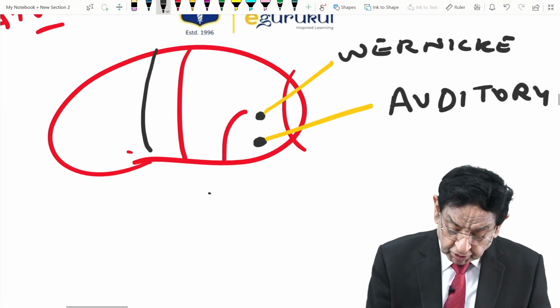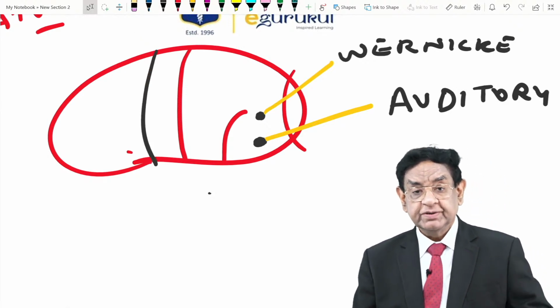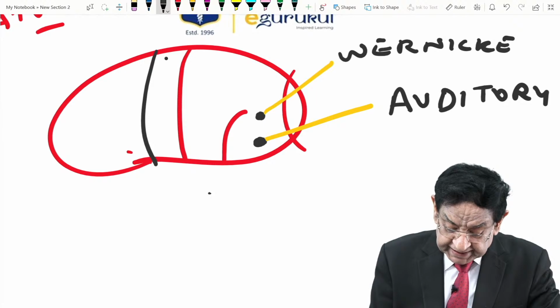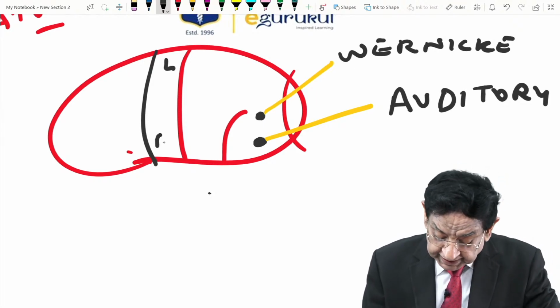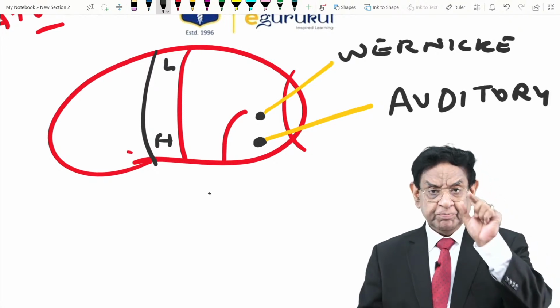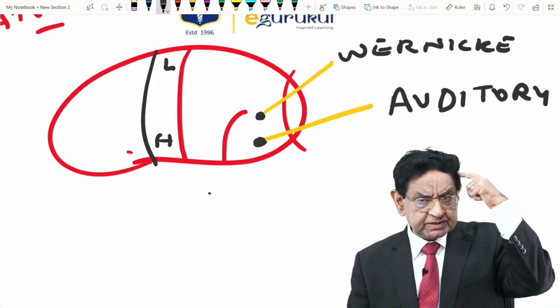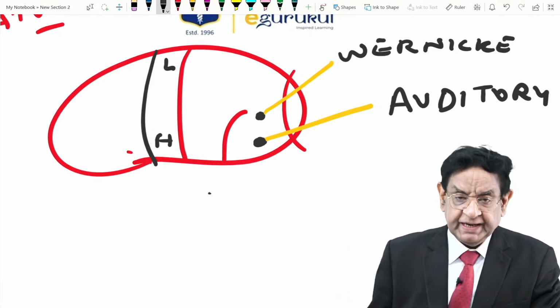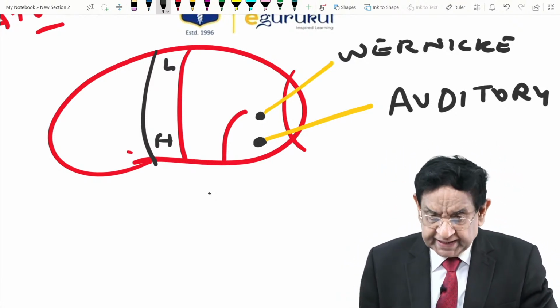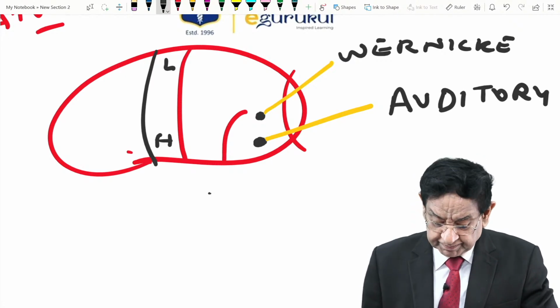And this is the motor cortex. We learned the leg area is at the top and the head area is at the bottom. Point to be noted: in the cerebral cortex, the body is hanging upside down. Leg area is at the top and the head area is at the bottom.